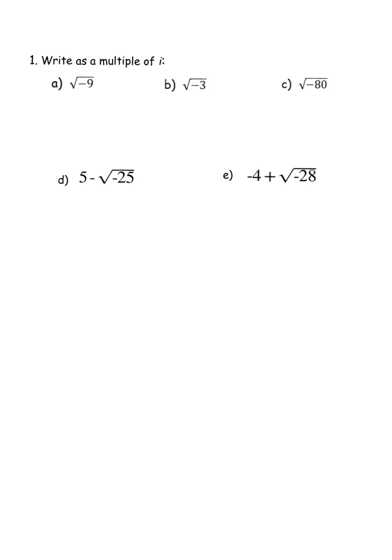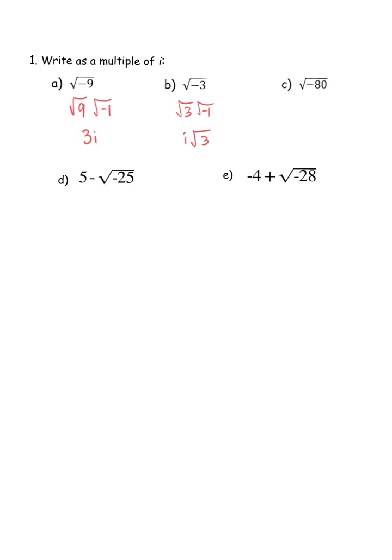So we know that the square root of -9 is basically the square root of 9 times the square root of -1. Well, the square root of 9 is 3, and the square root of -1 is i. So that would be my answer. Here you have the square root of 3 times the square root of -1. Well, I can pull out an i, but I have to leave the square root of 3.